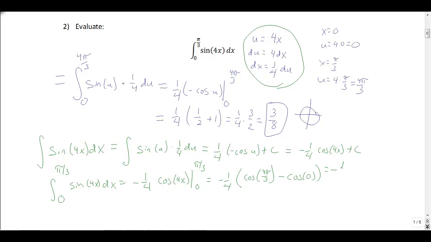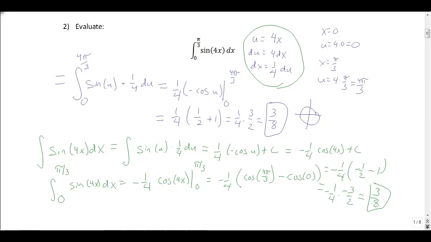So I end up with negative 1/4. Cosine of 4 pi over 3 is negative 1/2. Cosine of 0 is 1, minus 1. So that's negative 1/4 times negative 3/2, which gives me a positive 3/8. Same answer, two different ways.